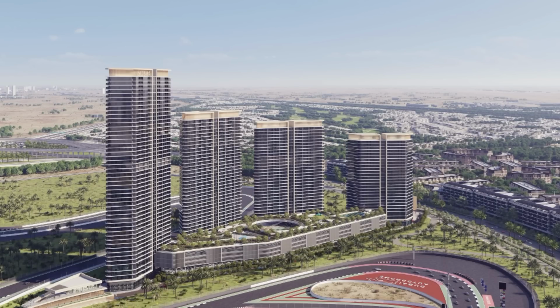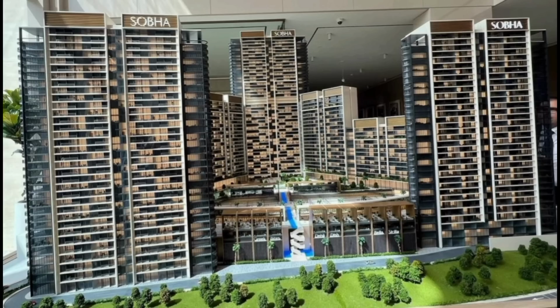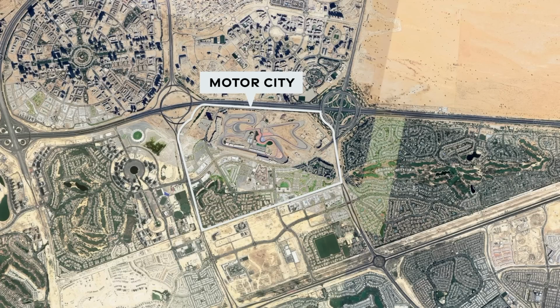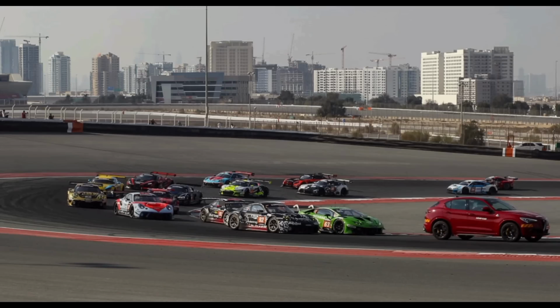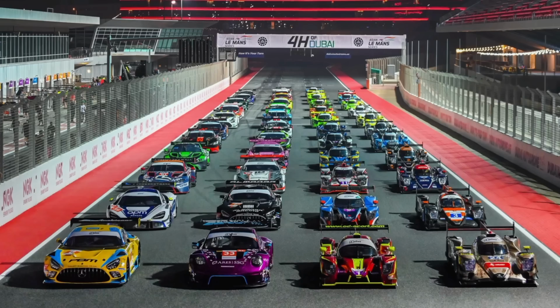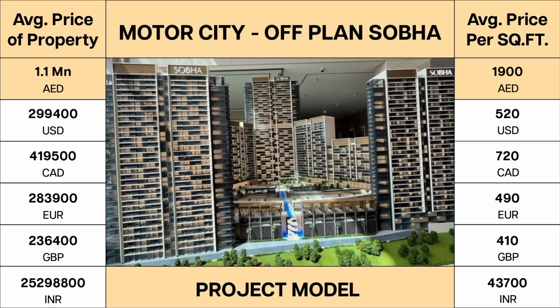Starting with Motor City, the new off-plan projects by Sobha developer. This year they have launched new projects by the name of Sobha Orbis. The location of the new projects is just next to the Dubai Autodrome, the city's FIA-sanctioned motorsport circuit, which currently hosts 3 major racing events including the Dubai 24-hour race and the Asian Le Mans series. Average price per square foot is 1900 dirhams.